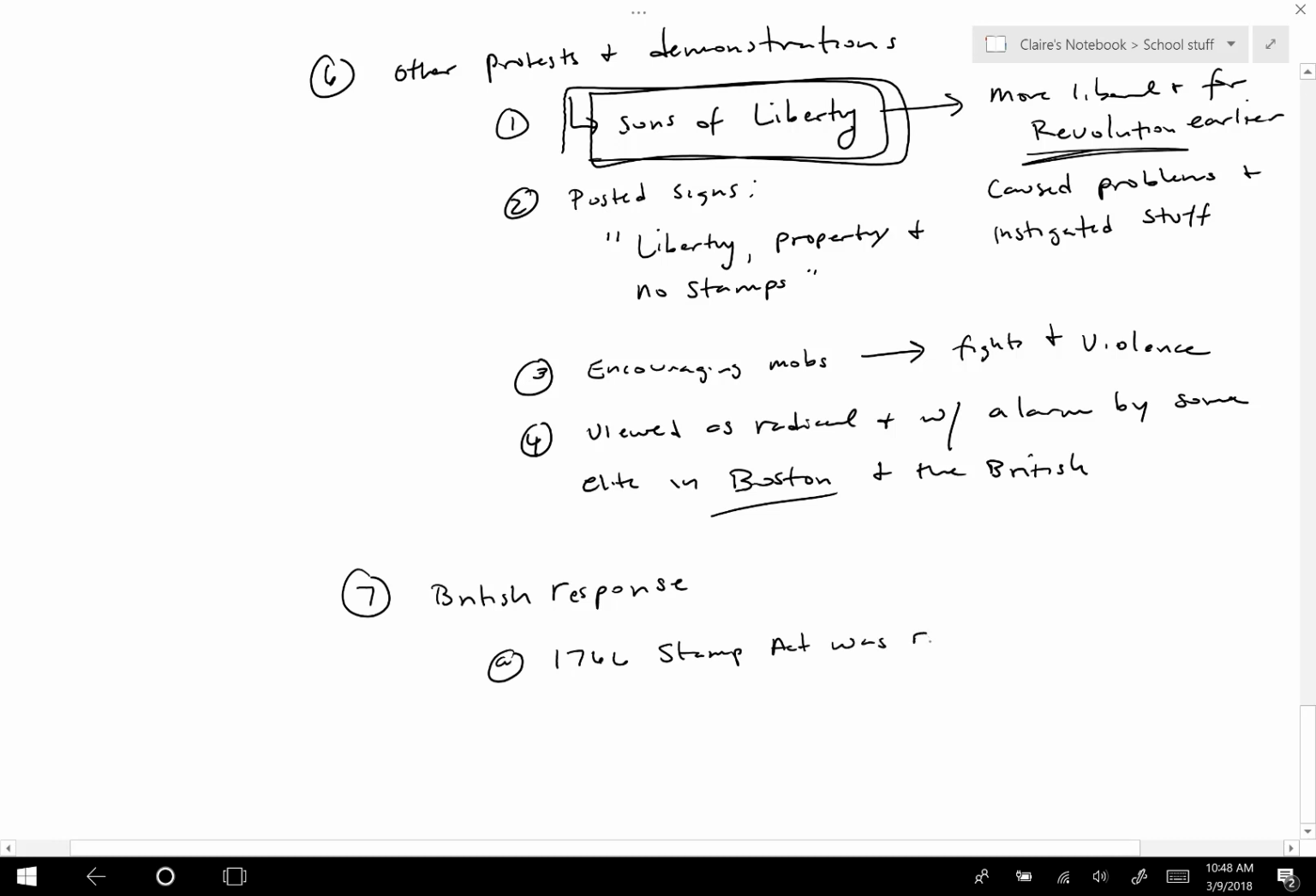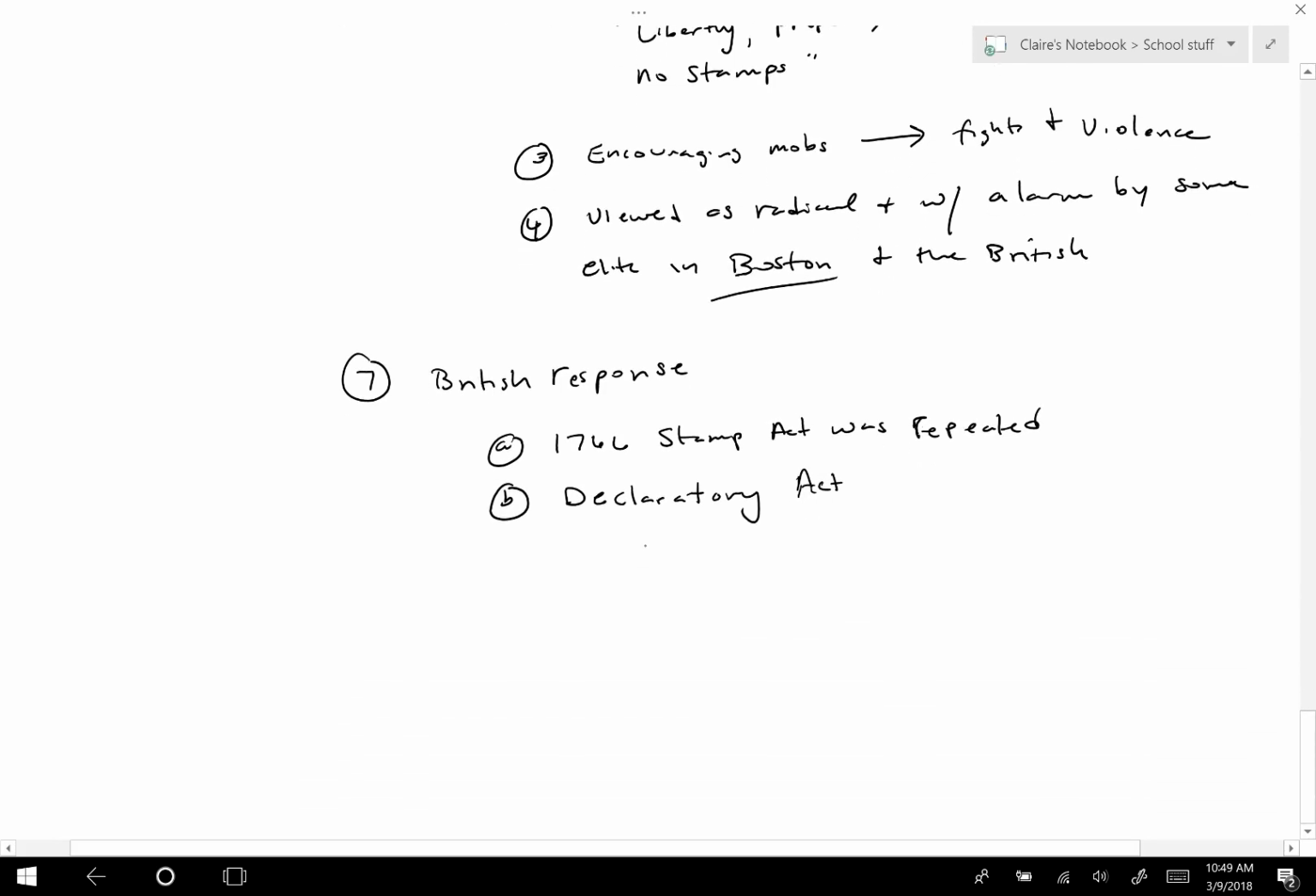But they don't just repeal it. It's kind of like the British have to get in the last word. So what ends up being created is the Declaratory Act. And the Declaratory Act was essentially, look, we may have repealed it, but that's because we wanted to. And ultimately, we still have the right to make whatever tax we want.